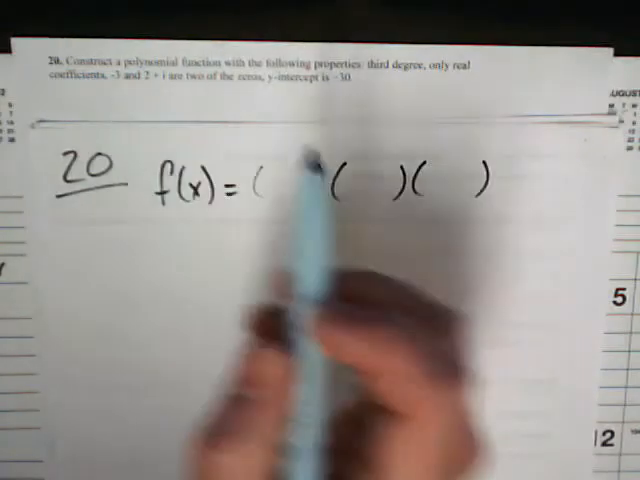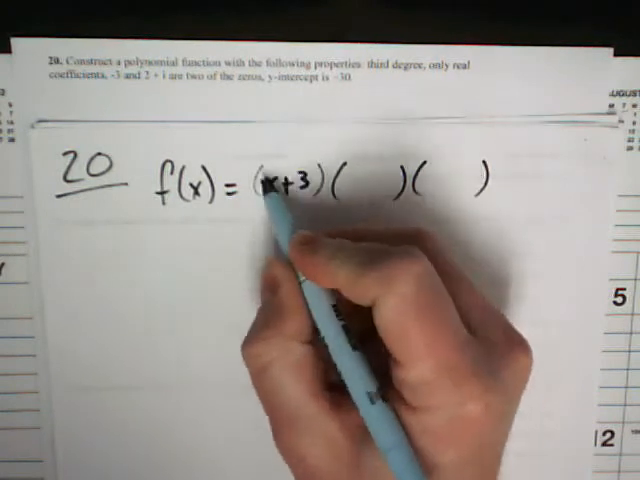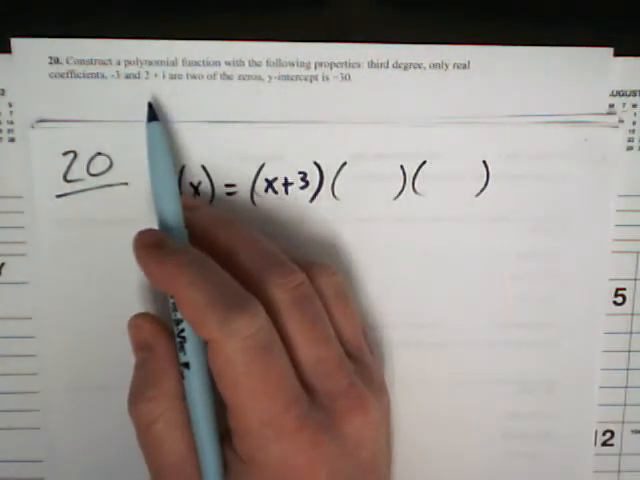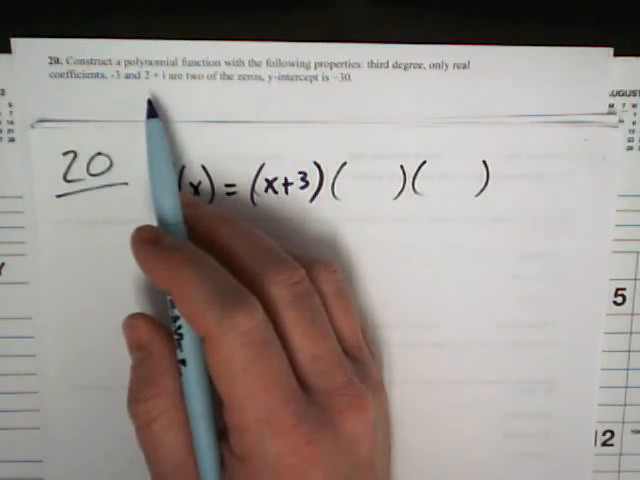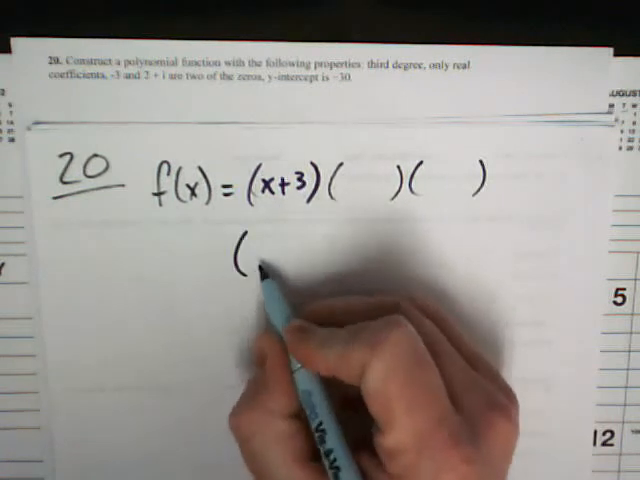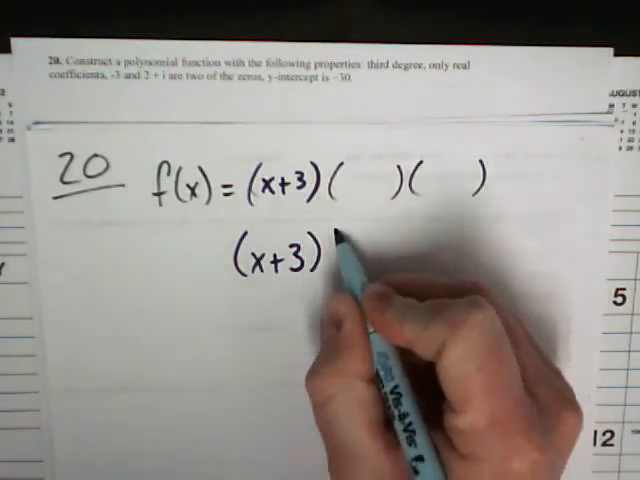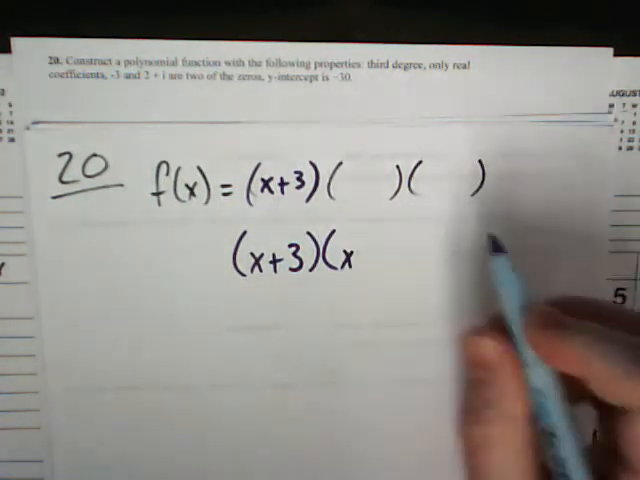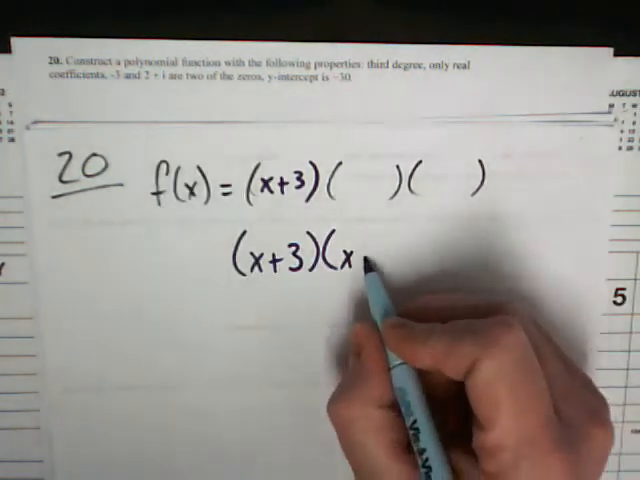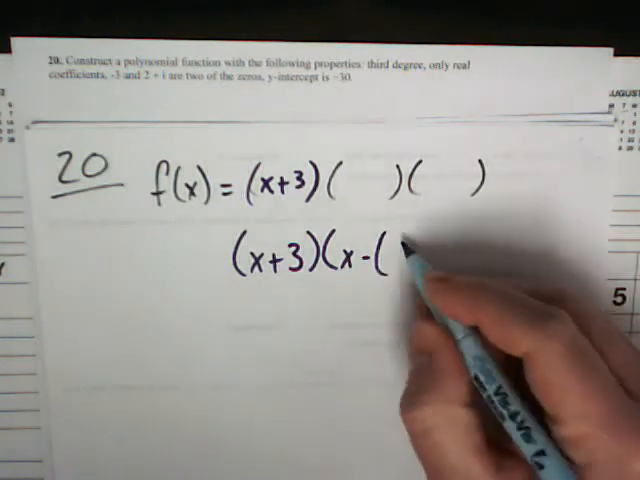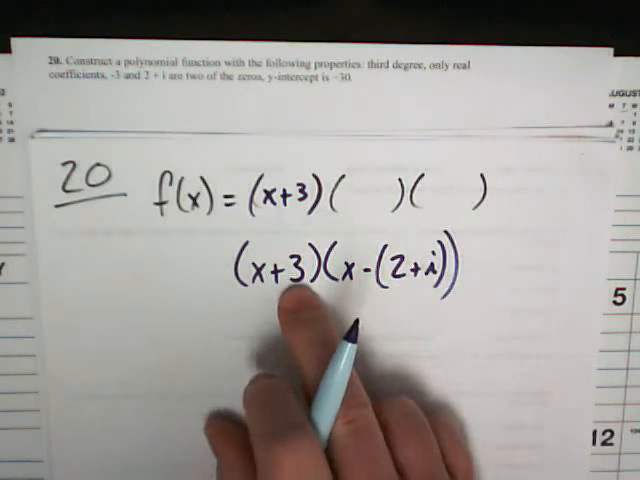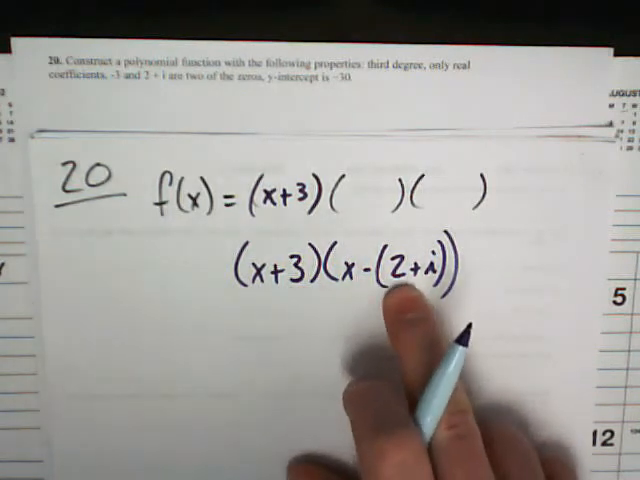Negative 3 is a 0, so that means x plus 3 is one of the factors. And then 2 plus i is another one of the zeros. So, well, I didn't leave myself enough room, so here's what I got so far. x plus 3, and x, in this case, is 2 plus i, so minus, remember how you always change the signs? 2 plus i, that is the 0. So it's like this is replaced. I put the 3 in there, and I put that whole thing in there.